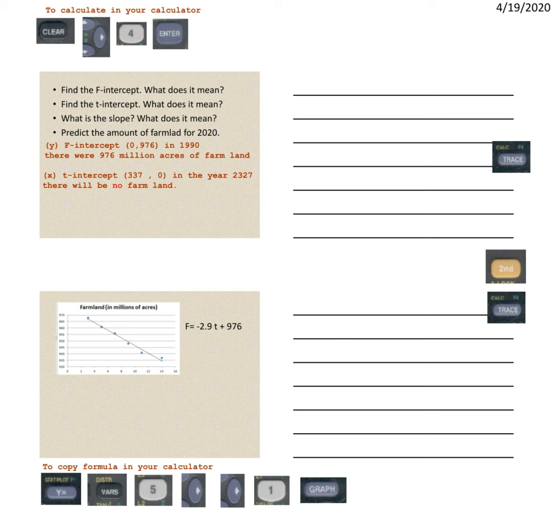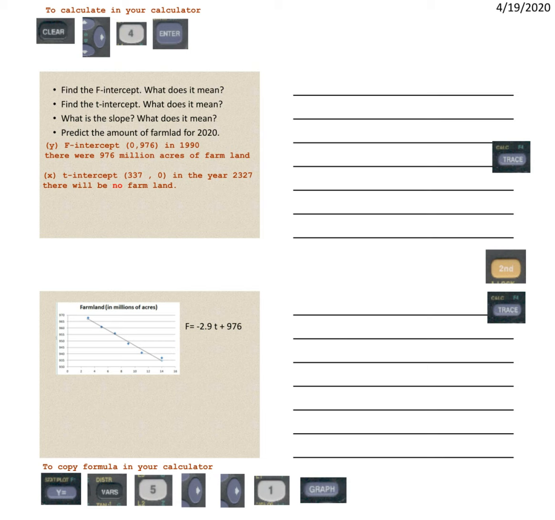On the other hand, find the T-intercept. T-intercept is the X-intercept, agreed? From calculating it, we noticed that it was at 337. So that's 337 comma 0. 337 is the year, agreed? So that means if we add 1990 plus 337, you're going to get 2,327. In the year 2327, there will be no farmland in the United States.